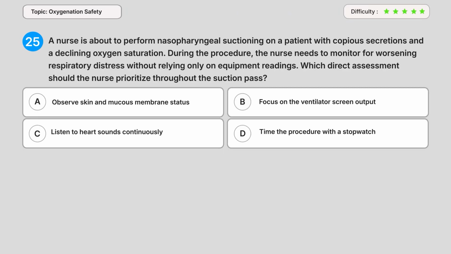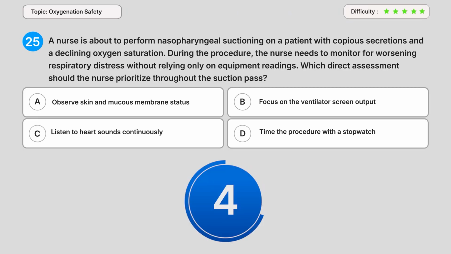A. Observe skin and mucous membrane status. B. Focus on the ventilator screen output. C. Listen to heart sounds continuously. D. Time the procedure with a stopwatch. Do you know the answer?